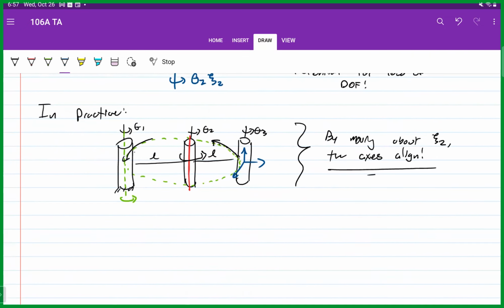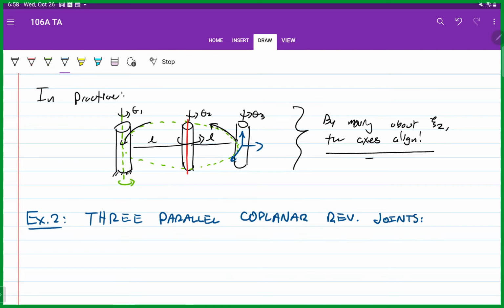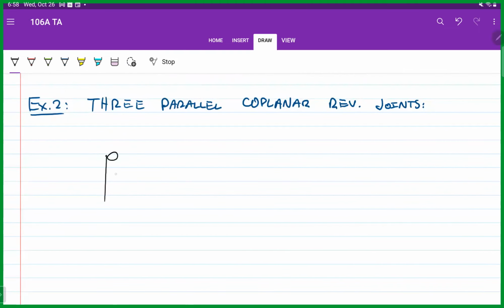All right, cool. So we can talk about the second case. Example 2 is when we have 3 parallel coplanar joints. Okay, so let's talk about this case. Why is this case singular without doing any sorts of revolutions? We have our first joint, our second joint, and our third joint, just like that. These are all sitting in the same plane.